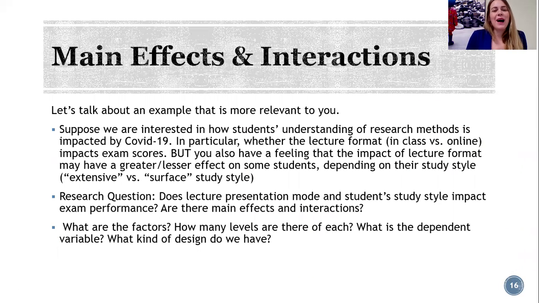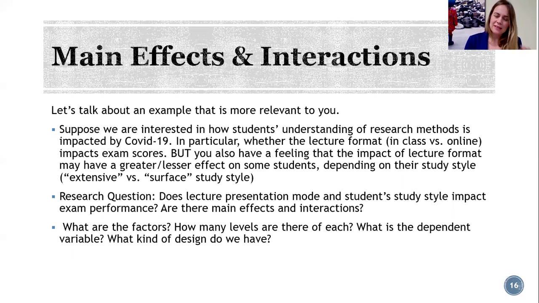All right, so I'm going to give one more example of a factorial design, one that maybe is relevant to you, to illustrate what we're talking about when we talk about main effects and interactions, and the idea that main effects can be independent from one another. Let's use an example that's a bit more relevant to you this year. Imagine we are interested in how your learning has been affected by the way you've been learning this year. And so we wanted to know whether lecture format impacts exam scores.